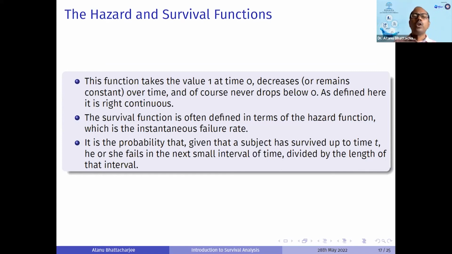The survival function is often defined in terms of the hazard function, which is the instantaneous failure rate. It is the probability that, given the subject has survived up to time t, he or she fails in the next small interval of time, divided by the length of the interval. I understand the last line would be a little difficult to understand, but once we go for the Kaplan-Meier or non-parametric approach to calculation, it will be easier to understand.